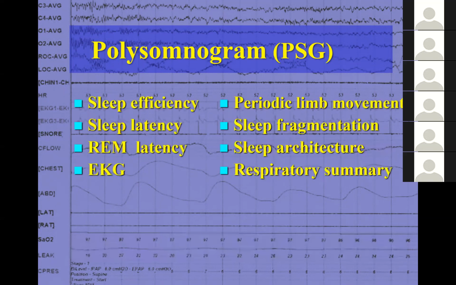So what we're looking at is sleep efficiency. How much of the night is somebody actually asleep as opposed to being awake? Sleep latency, lights off to sleep onset. REM latency, sleep onset to first REM. EKG, of course, periodic leg or limb movement. Could be upper limbs as well, but we look at the lower limbs.